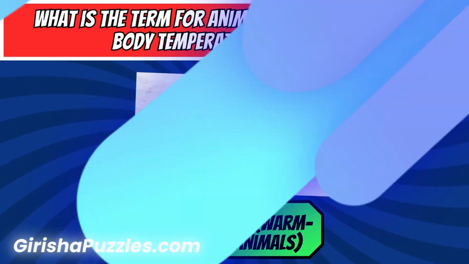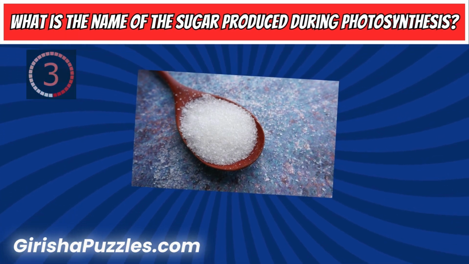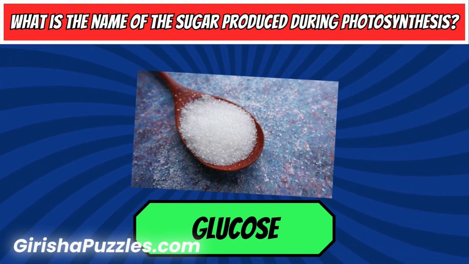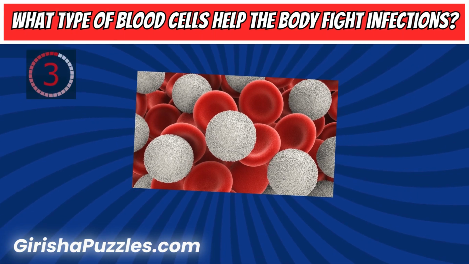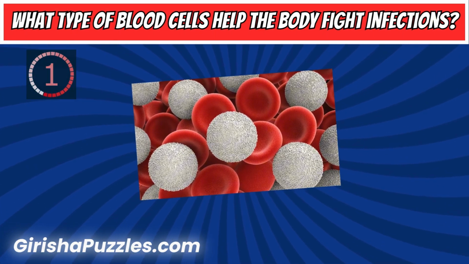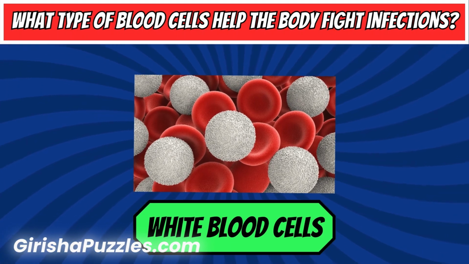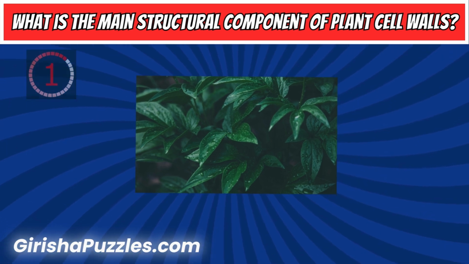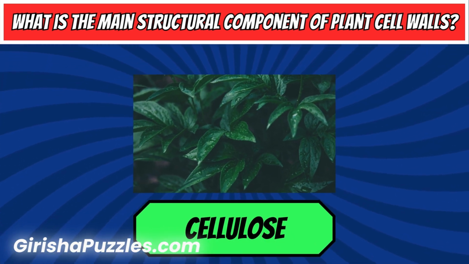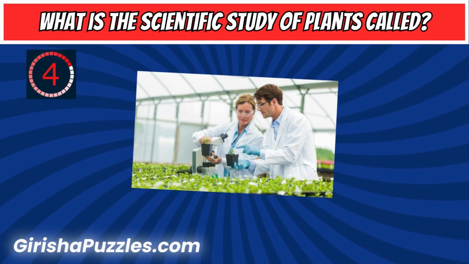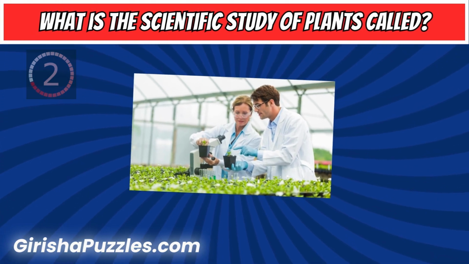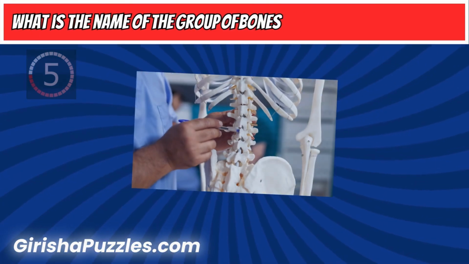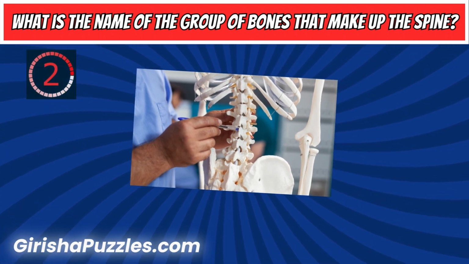Endotherms. What is the name of the sugar produced during photosynthesis? Glucose. What type of blood cells help the body fight infections? White blood cells. What is the main structural component of plant cell walls? Cellulose. What is the scientific study of plants called? Botany. What is the name of the group of bones that make up the spine?